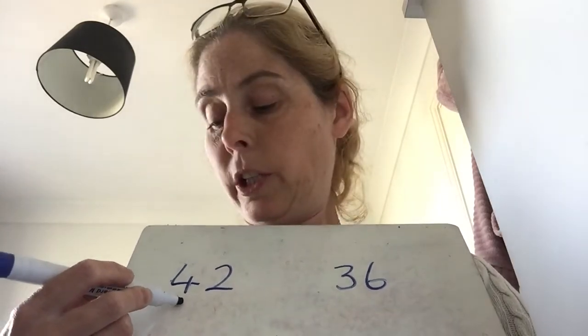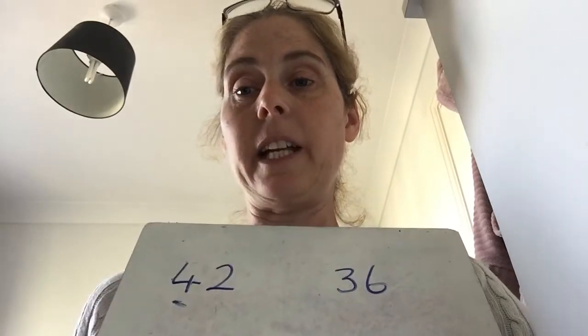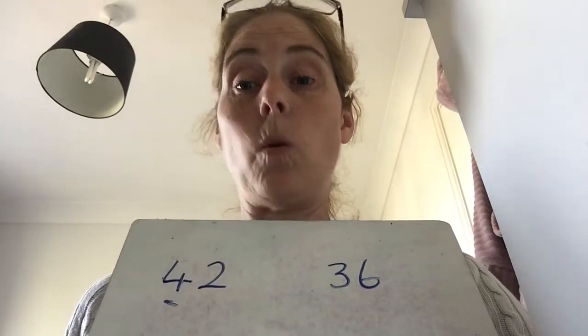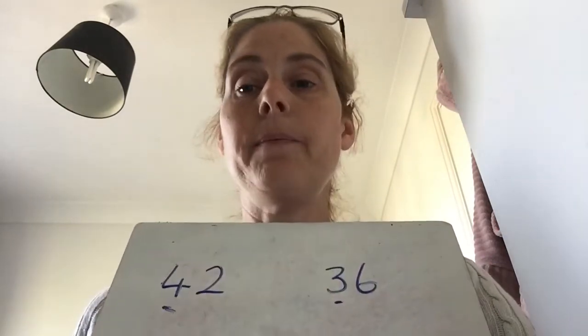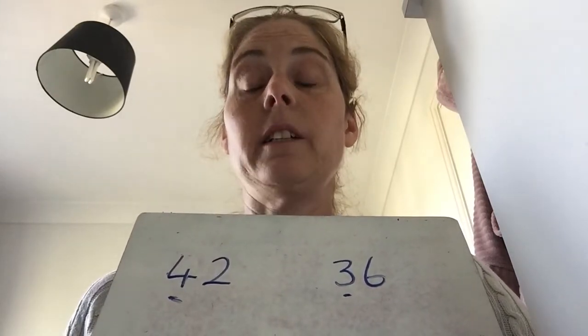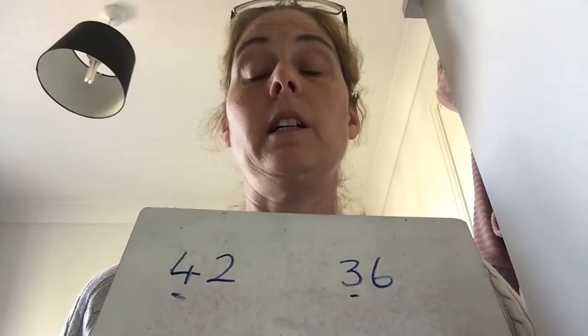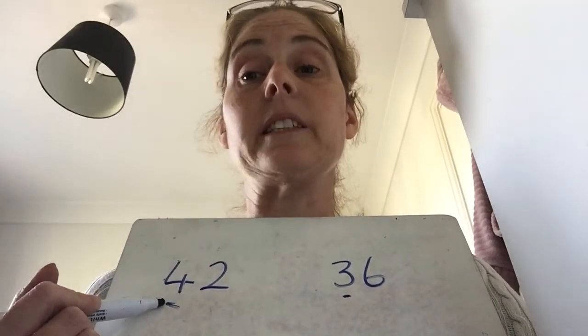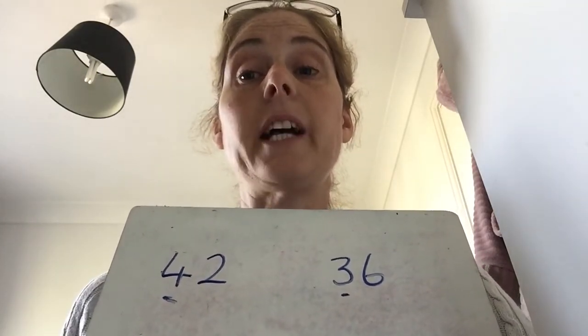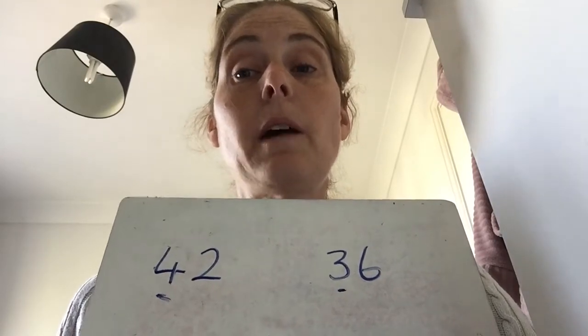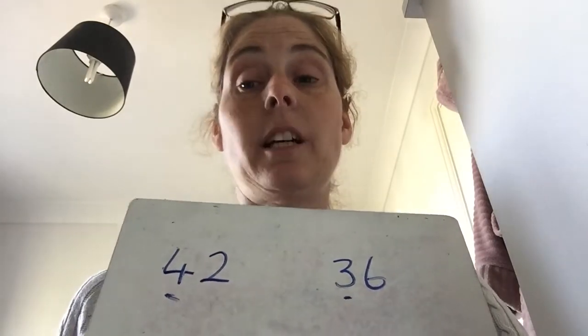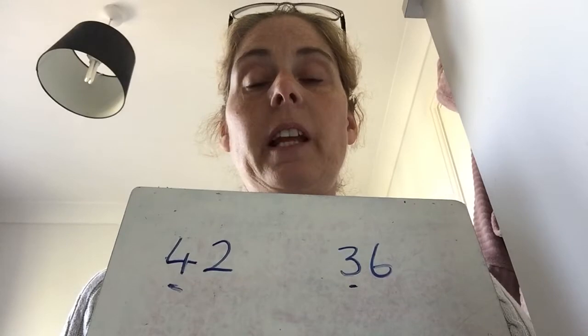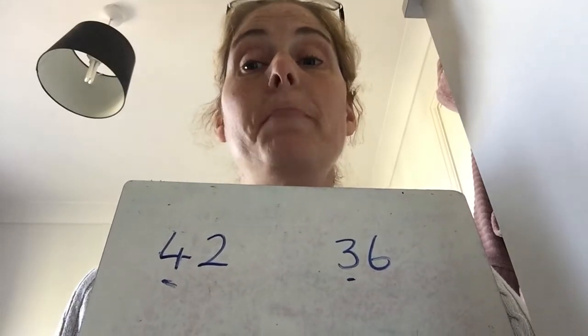Okay, so look carefully. How many tens are here? 4. How many tens are here? 3. So which number is bigger? This one, because it has 4 tens. Now remember that crocodile mouth. Which number did I say it likes to eat? It likes to eat the bigger number.